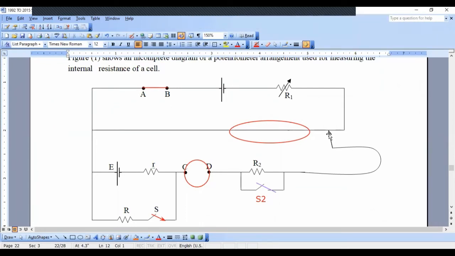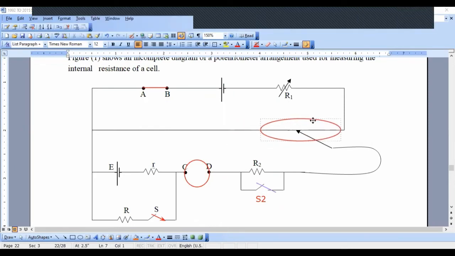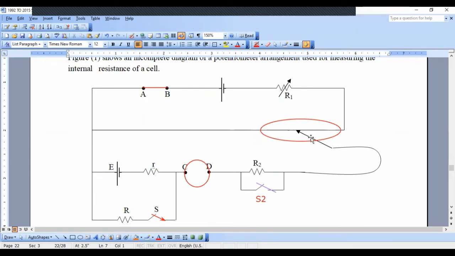So let me take that point. Here earlier it was 80 centimeters. Now we have changed R1. So then let's say the new balance length. Let me change the approximate balance region slightly. So let's say the approximate balance region is somewhere here, right? Now only one point will give us the zero deflection. So let me take that point to be here, like this.